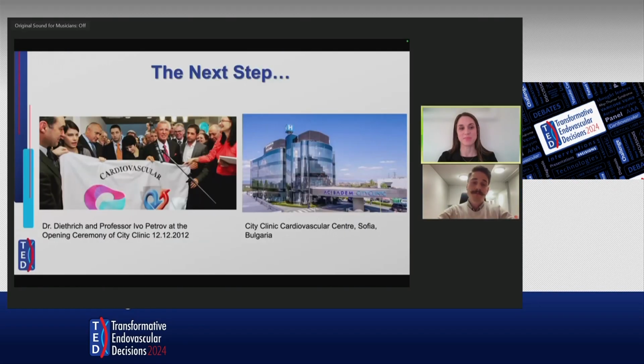Thank you, Jack. Once we have validated our technique with Professor Nicolaides' group, our next step is to apply this technology so that it is instantaneously available to assess carotid plaques in patients undergoing angioplasty and stenting in order to determine their risk of stroke. This is being done in collaboration, as Jack mentioned, with the Arizona Heart Foundation and Professor Ivo Petrov at the City Clinic Cardiovascular Center in Sofia, Bulgaria, pictured here.